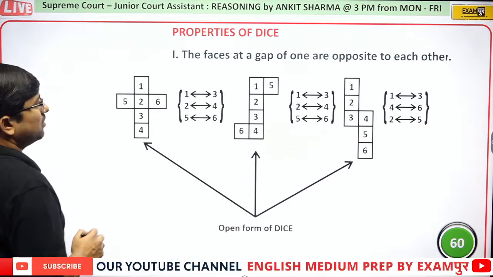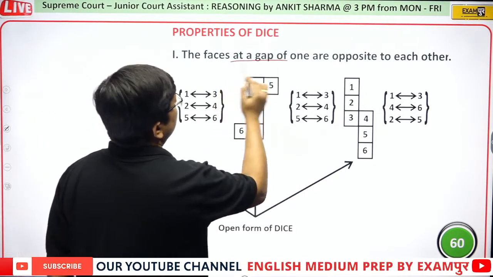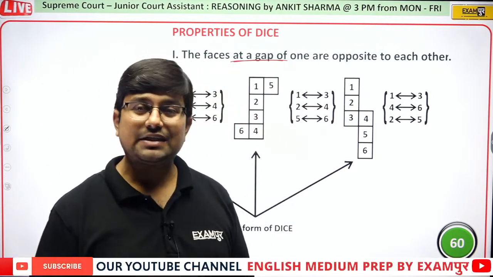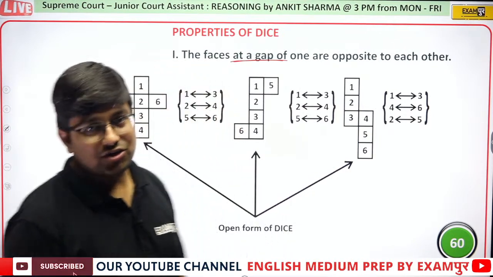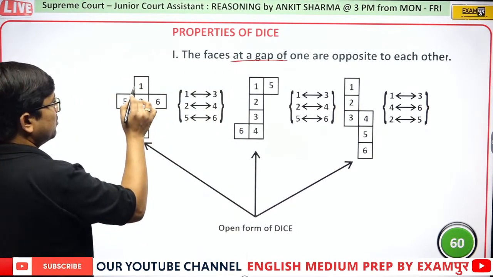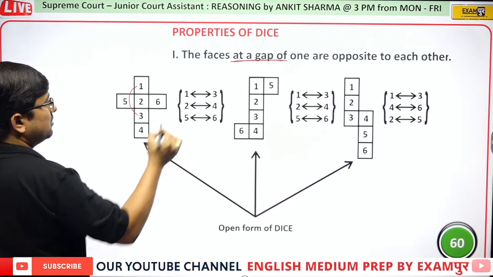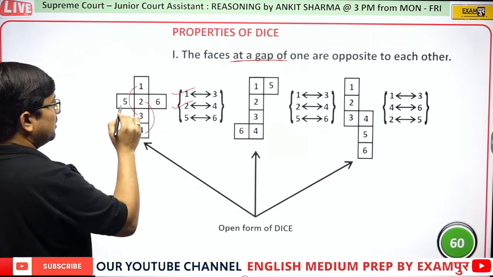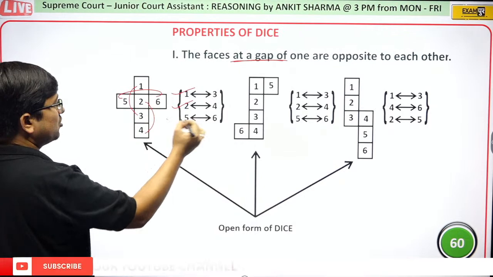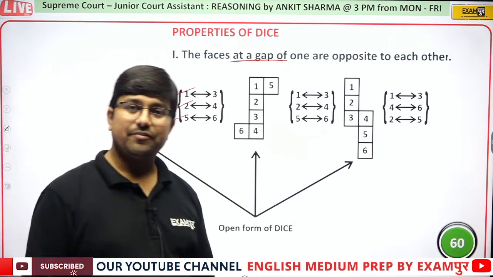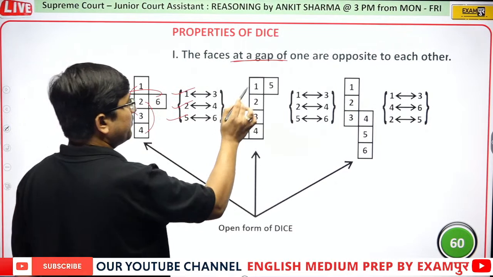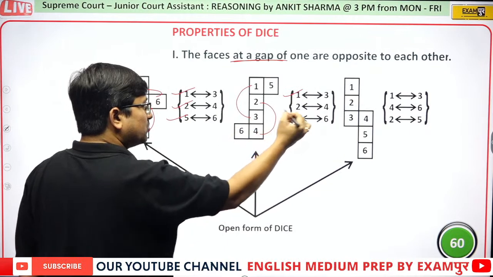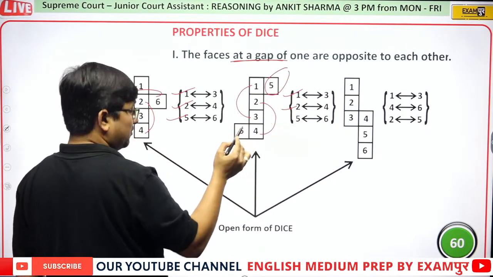See, the faces at a gap of 1 are opposite to each other. I repeat, the faces at a gap of 1 are opposite to each other. So that means at a gap of one face from 1 is 3, so 1's opposite is 3. At a gap of one face from 2 is 4, so the opposite of 2 is 4. At a gap of one face from 5 is 6, so the opposite of 5 is 6.